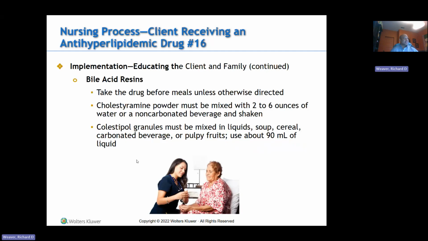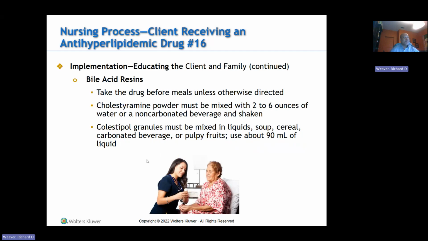Bile acid resins: take the drug before meals unless otherwise directed. The cholestyramine powder must be mixed with 2 to 6 ounces of water or a non-carbonated beverage and shaken. So this is basically, again, a powder. Make sure you pay attention to that as well for testing purposes.